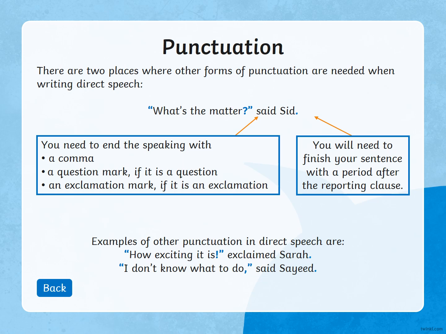Examples of other punctuation in direct speech using the exclamation mark first. "How exciting it is!" exclaimed Sarah. Full stop. "I don't know what to do," said Saeed.